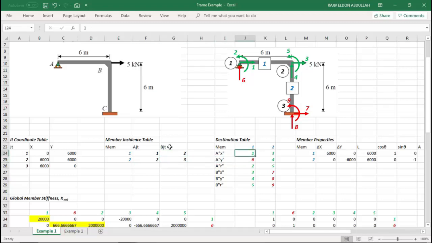Okay. The destination table now, you need to list down all 6 freedoms per member. Okay. So again, A joint would be the near end, then B joint would be the far end. For member 1, look here. So the order should be 1, 6, 2 for the near end. Then for the far end, that's 3, 4, 5. For member 2, you have 3, 4, 5 for the near end and 7, 8, 9 for the far end. So that's a destination table.